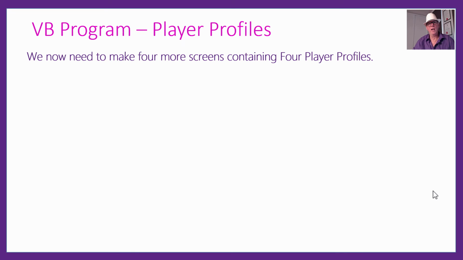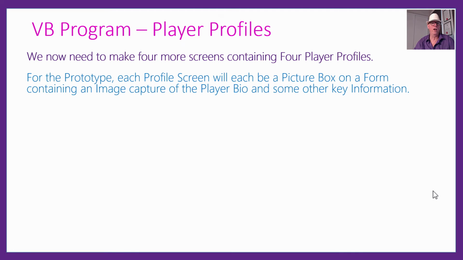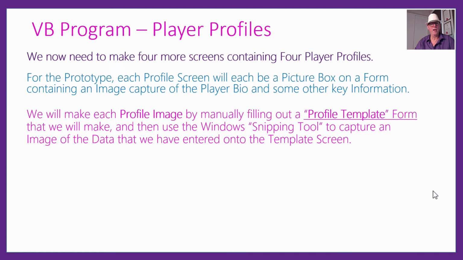So we need to make 4 screens now containing 4 player profiles. And for the prototype, each of these, it's just going to be a picture box on the form. It's not going to actually have things you can enter into text boxes and type or anything. And if you're making a prototype system for an application, so maybe your main menu has that they can go to customers and they can go to jobs, okay? So when they click the customers button, it's just going to go to this screen, which has a list of customer names and maybe their emails and phone numbers just going down the screen, all right?